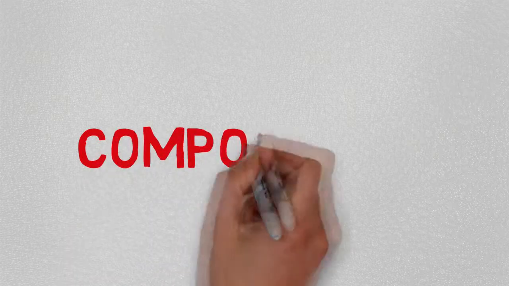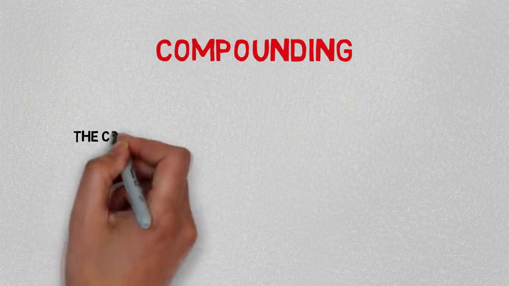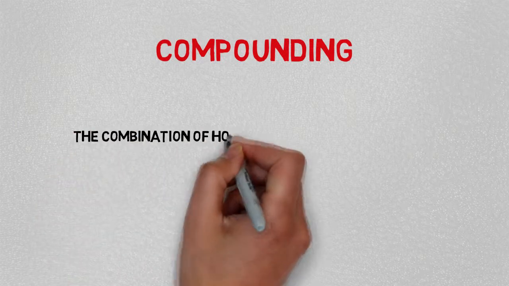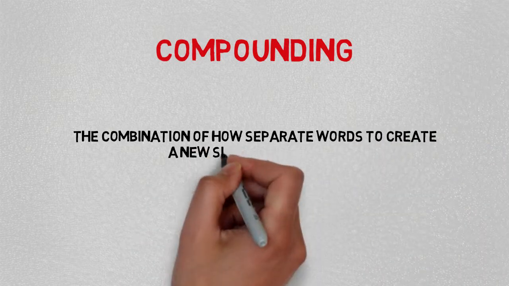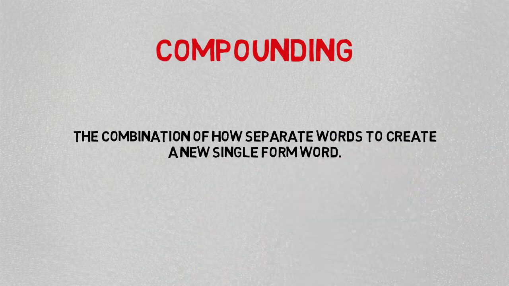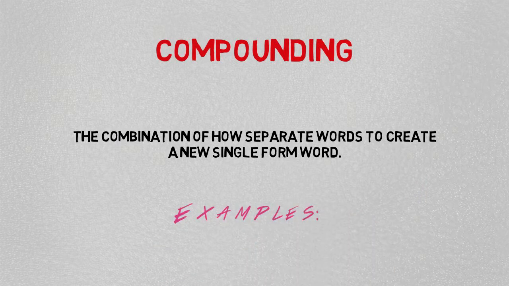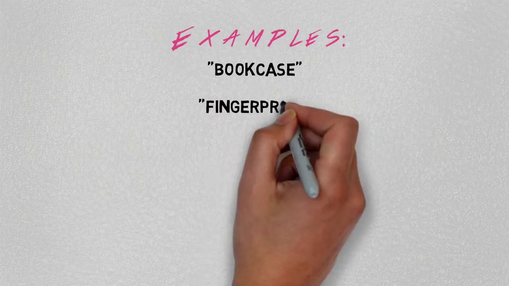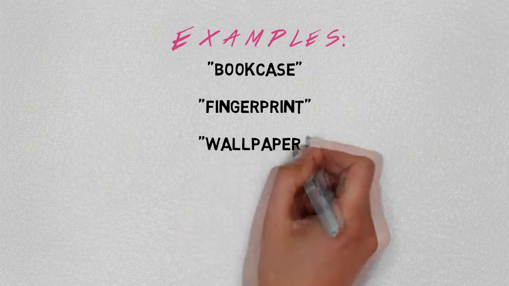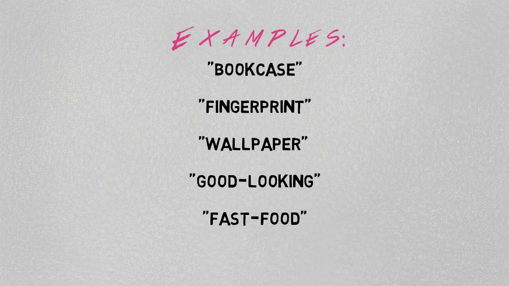Compounding. This is a very productive way to create new terms by the combination of two separate words to produce a new single form word. This process is very common in English and in German, but not that common in French or Spanish. For example, bookcase, fingerprint, wallpaper, well-behaved, good-looking, open-minded, fast food, school bag, full-time.